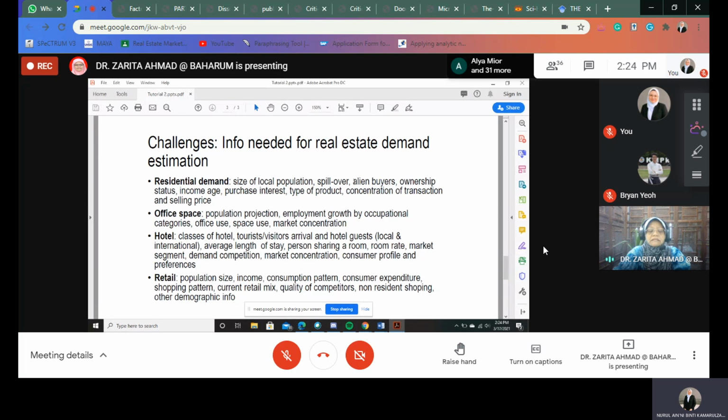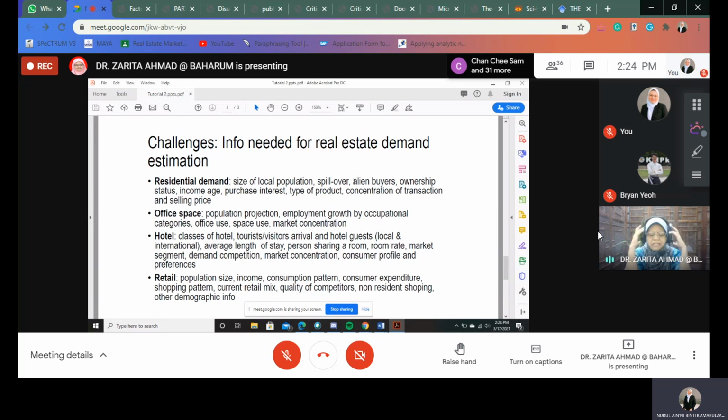Then goes the retail. What sort of information do you need? We are talking again about population size, income, consumption pattern, consumer expenditure, shopping pattern, current retail mix, quality of competitors, non-resident shopping, as well as other demographic info.